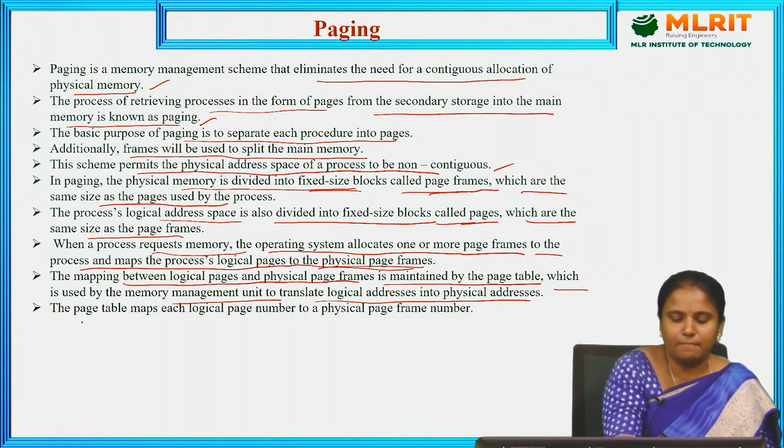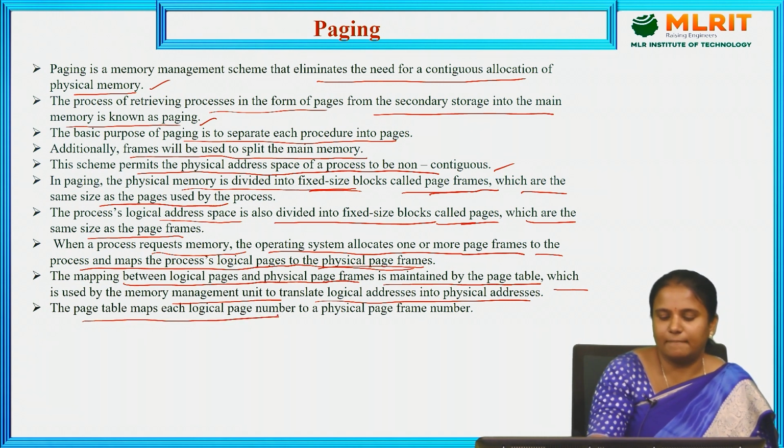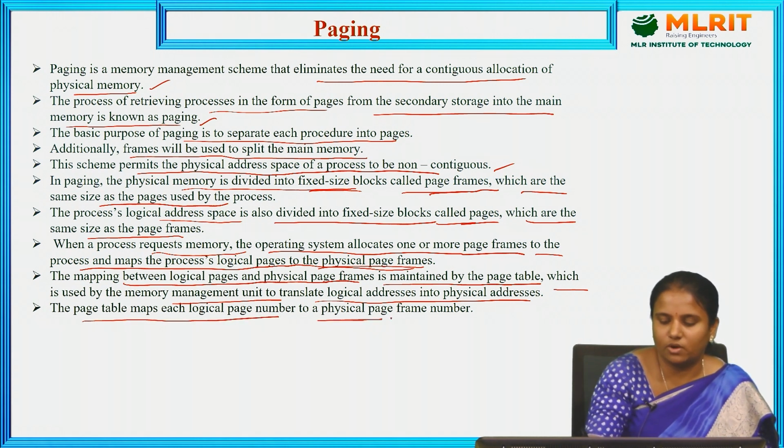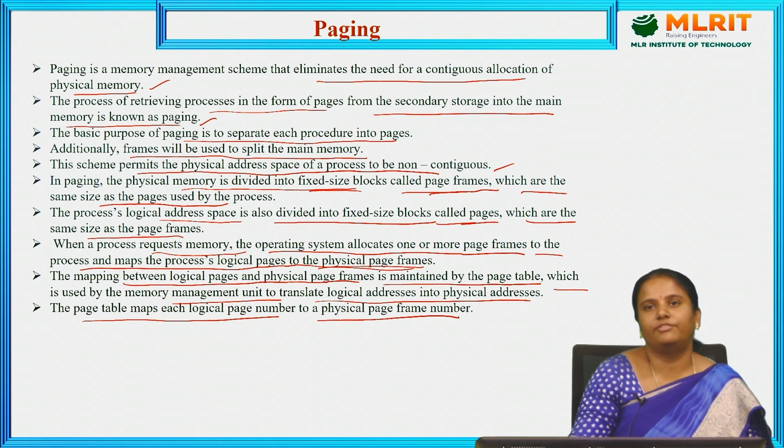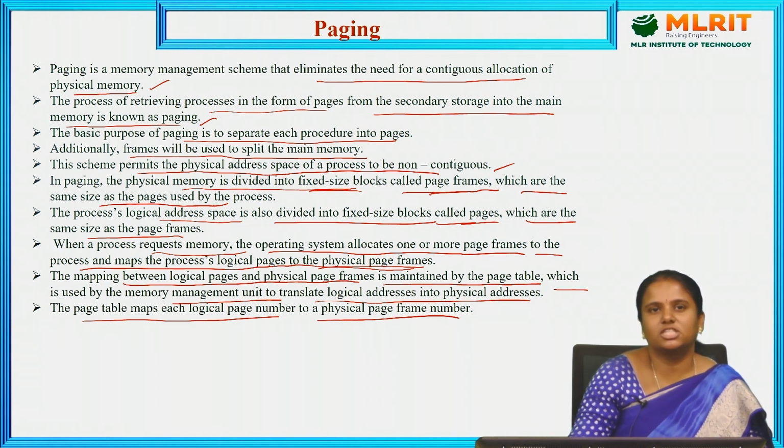The page table maps each logical page number to a physical page frame number. This is how paging works, how we map pages, page numbers and frames using the page table.